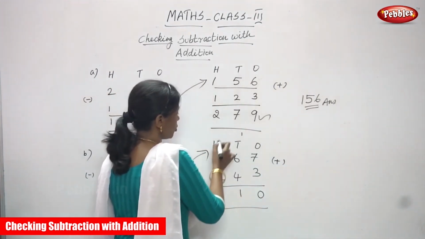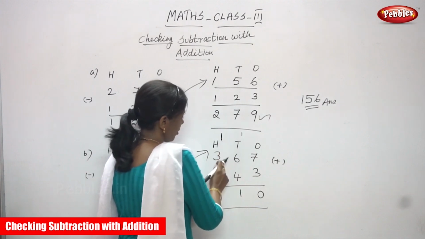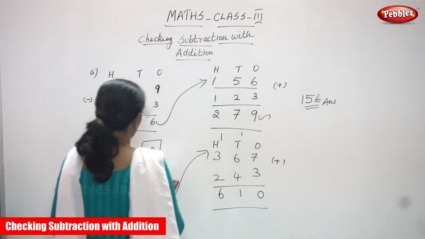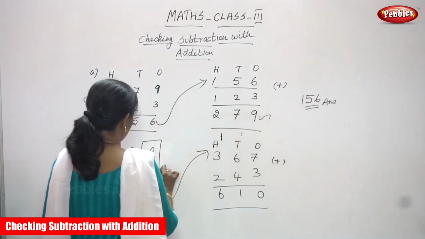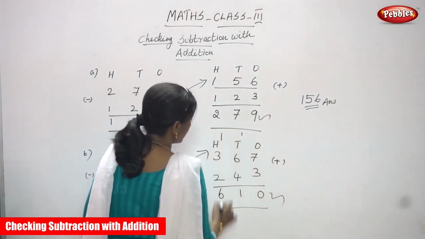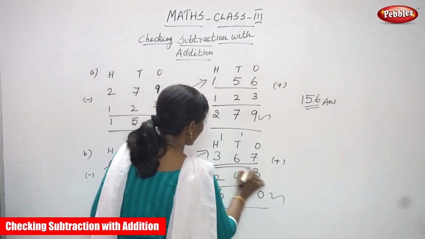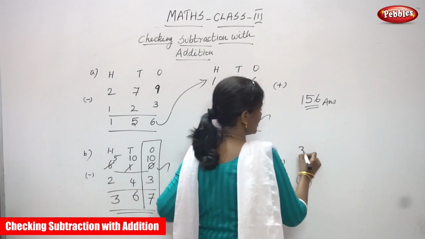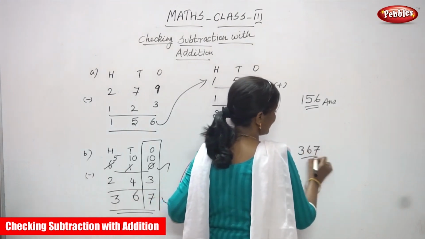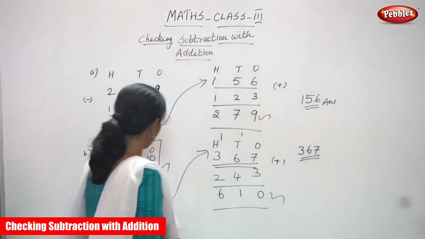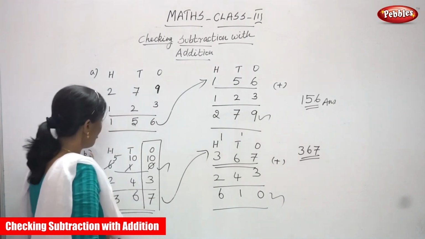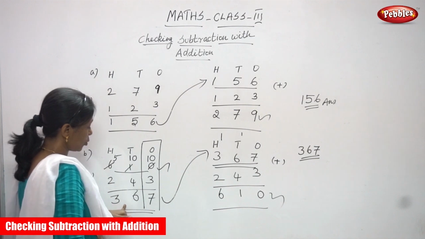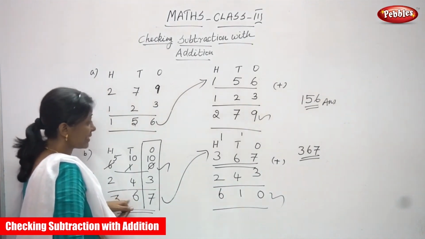This carry over goes to the hundreds place. So 3 plus 1 is 4, 4 plus 2 is 5, 6. So 610. This is the question you can get. So your answer is 367. This is the subtraction of 243 from 610. You subtract and the answer you get is 367.